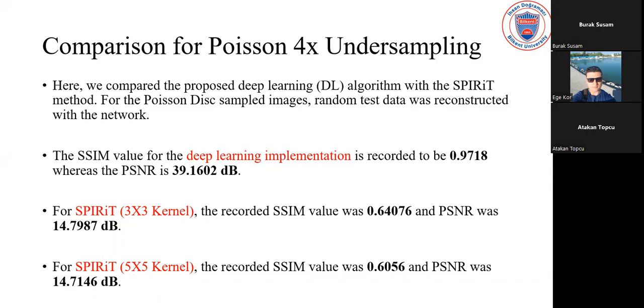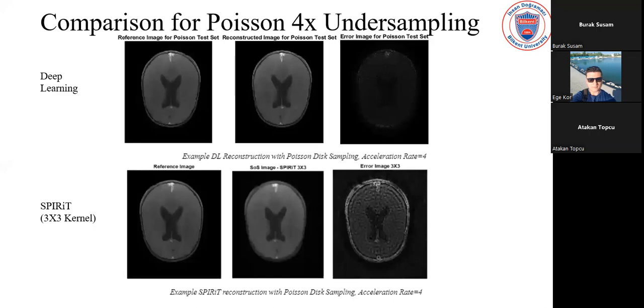So the SSIM value for the DL implementation is found to be 0.97, whereas the PSNR value is found to be 39 decibels. However, as for the SPIRiT reconstruction with a 3x3 calibration kernel, SPIRiT has an SSIM value of 0.64 and PSNR value of 14 decibels. And the 5x5 calibration kernel SPIRiT reconstruction has an SSIM value of 0.6 and PSNR value of 14 decibels. Here you can see the reconstructed images for comparison purposes. And you can see that the deep learning algorithm was able to reconstruct the image much more accurately, which can also be seen in the error images for both SPIRiT and deep learning.